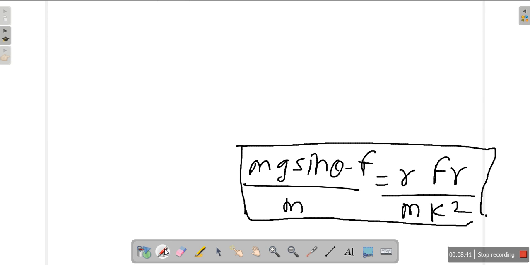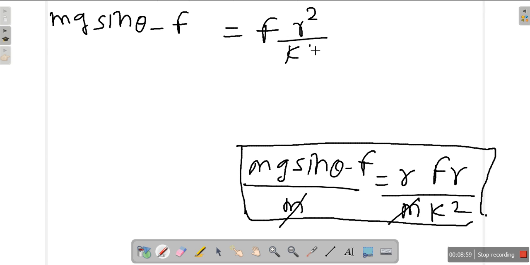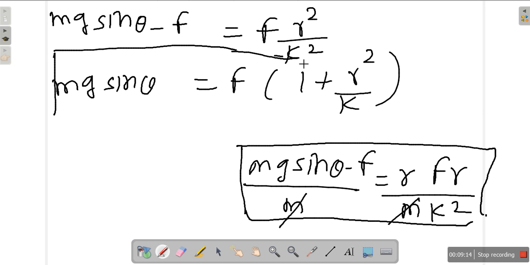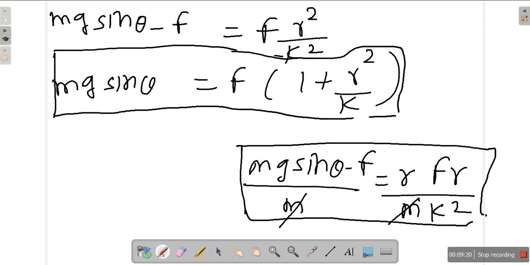So let me cancel here m and m. So I have mg sin theta minus f is equal to f into r square upon k square. f will come on this side. So this is the general expression. Please note, this particular expression can be used for any body: cylinder, sphere, hollow sphere, solid sphere, disc, ring, anything. You can use this equation.